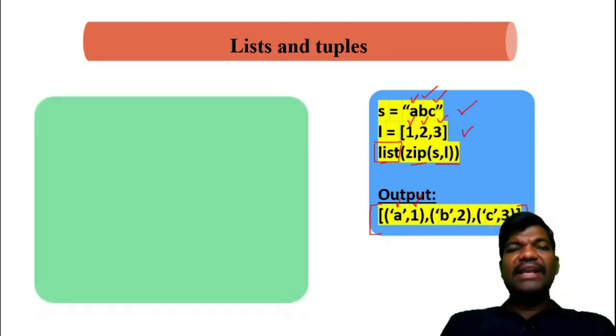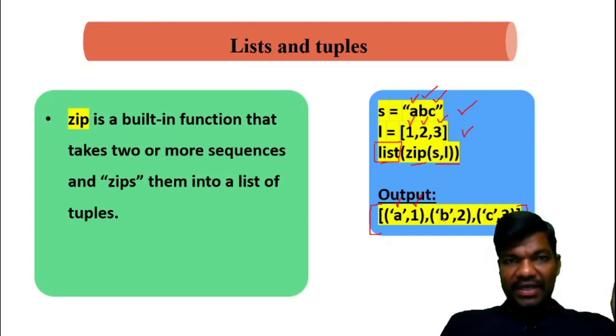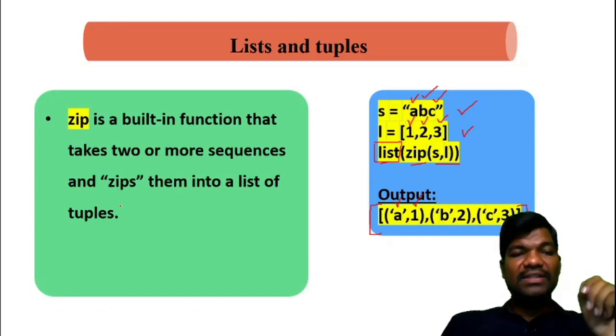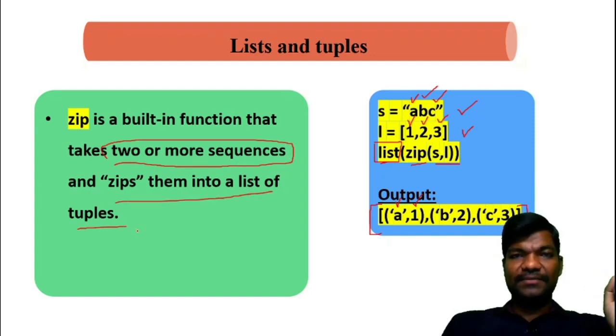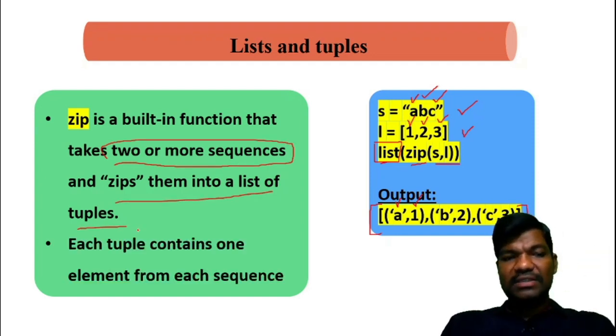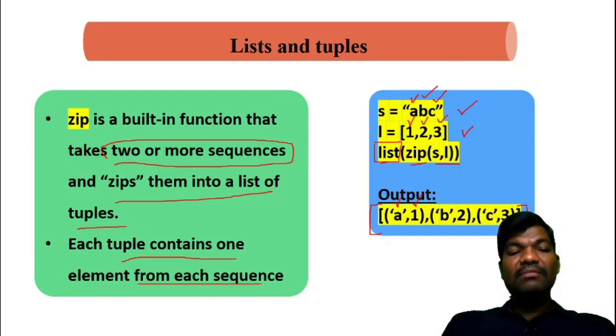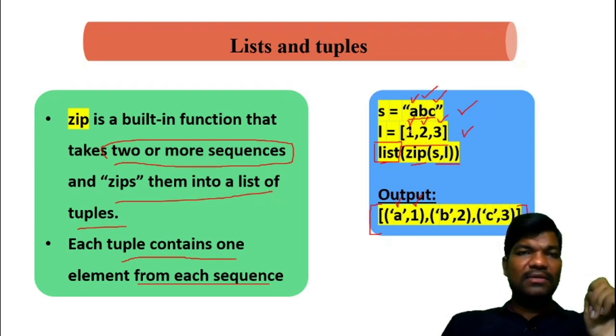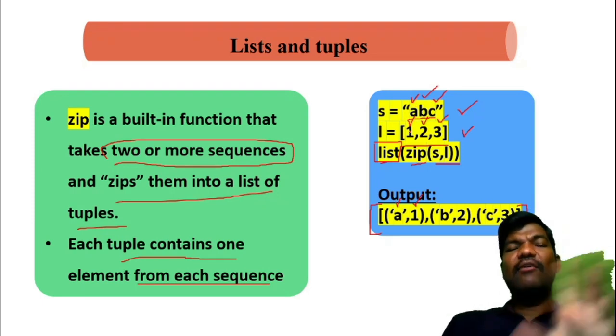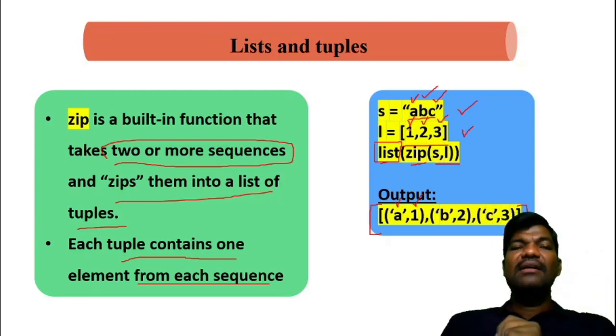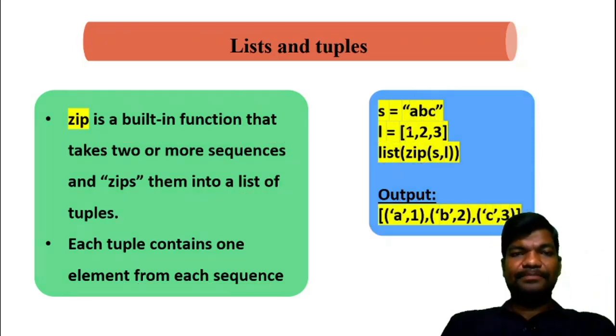So finally, zip is a built-in function. What is the use of that function? We are taking 2 or more sequences and zipping them into a list of tuples. So that is the use of the zip function. Each tuple contains one element from each sequence. One element from this sequence, another element from that sequence, both are combined, forming the tuple. So that is the list and tuples example.